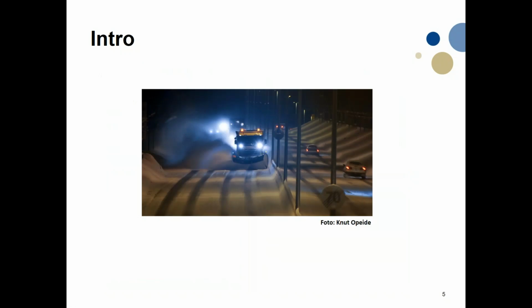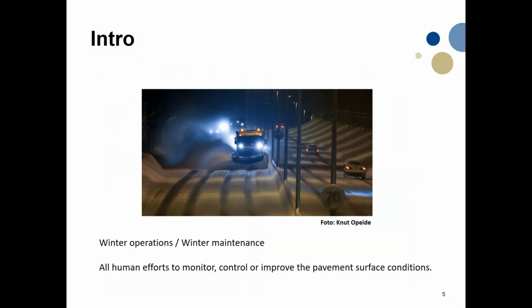So to do all that, we do what we call winter maintenance or winter operations. In this talk, I prefer to use this definition, which means all human efforts to monitor, control, or improve the pavement surface conditions. And when I talk about pavement, I'm referring to the American English meaning of pavement, meaning any paved surface. The British would understand this mainly as the sidewalk, but in this talk, I'm talking about any paved surface. It can be asphalt pavement, concrete, or even brick stones or cobblestones.